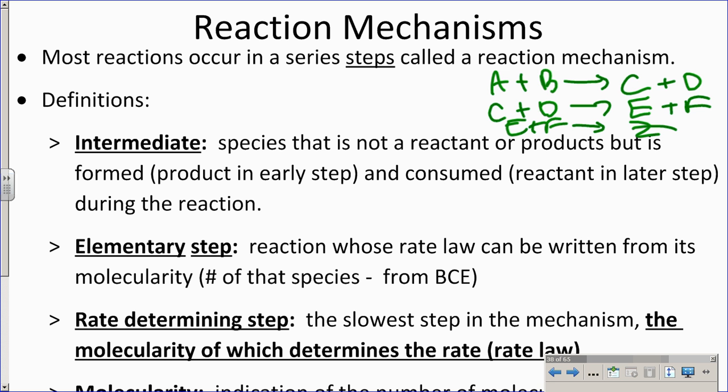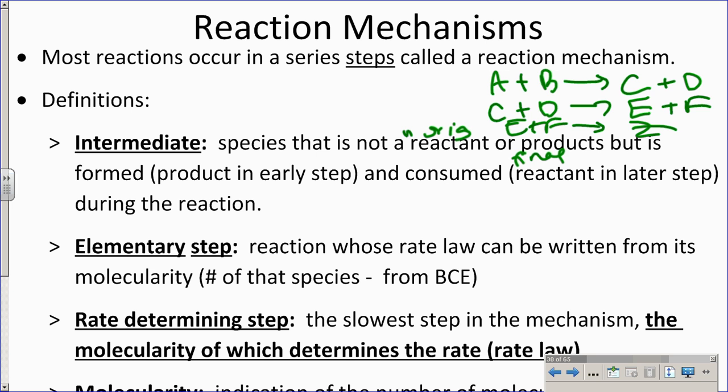Okay, so we're going to talk about things that come into existence and then disappear. Whenever you're giving a definition, you always say species. We're not talking about biology, we're just talking about chemical species. Species that are not an original reactant or an original product, but the first product that's formed. This is a final product, I kind of have to specify there. That's going to be formed early and then consumed in the next step.